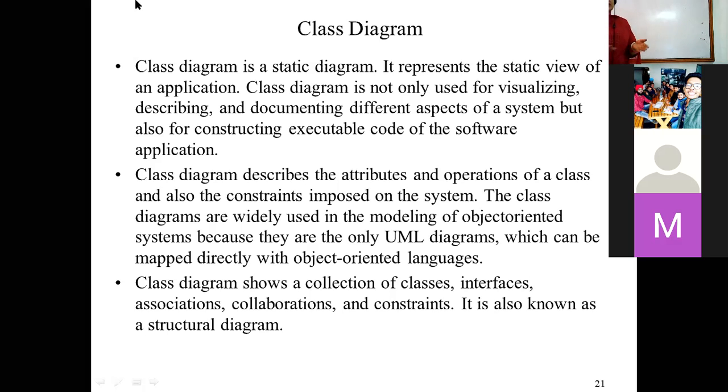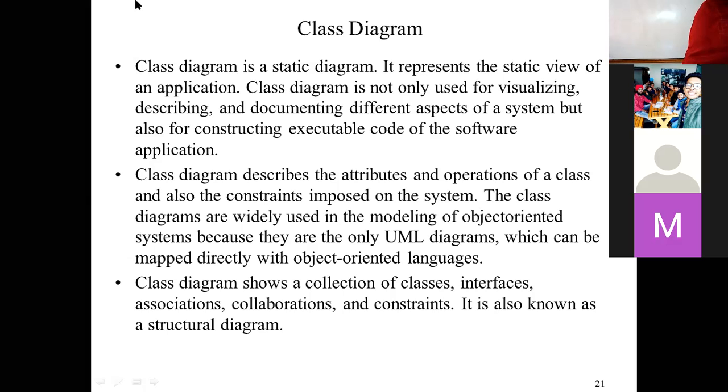Class diagrams are widely used in the modeling of object-oriented systems because they are the only UML diagrams which can be mapped directly with object-oriented languages. So class diagrams are very important, though they are static diagrams. They do not represent the dynamic behavior of the system, even though they are very important for object-oriented concepts. Why? Because we are able to map them directly from the diagrams to object-oriented languages like C++, Java, and C#, not the C language.